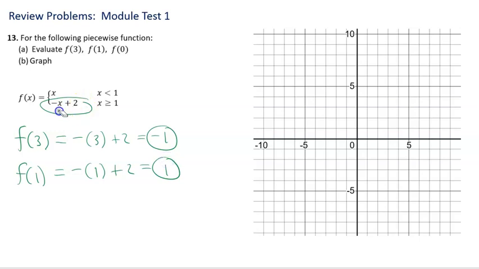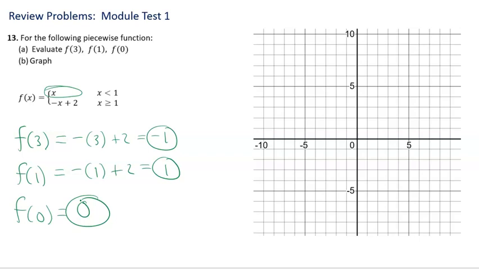And then for our third problem, f of 0. F of 0, we're supposed to use, which one? Is 0 less than 1? Yes, it is. 0 is definitely not greater than or equal to 1. So this time I'm supposed to use my top equation. So I plug 0 into that function and I just get 0. So my answer is 0. So that answers the first question, A and B and C. So f of 3 is negative 1, f of 1 is 1, and f of 0 is 0.